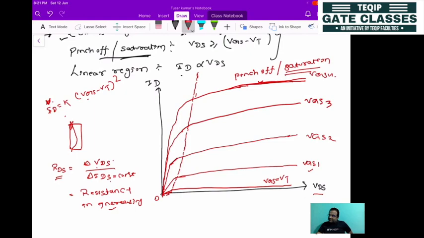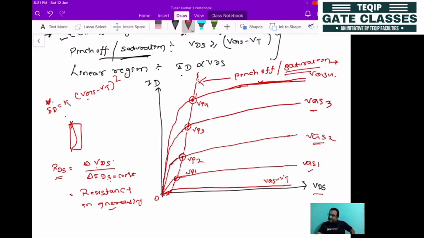So this is the locus of all the pinch-off voltages. This is the pinch-off voltage for VGS4, so you can mark it VP4. This is the pinch-off voltage where the narrowing of the channel occurs, so this is VP3. And this is VGS2, where the corresponding voltage is the pinch-off voltage VP2, and for VGS1 this is VP1. If you take the locus of these, this sets the boundary. Here this region will be the pinch-off or saturation region. So we are not interested in that saturation point.